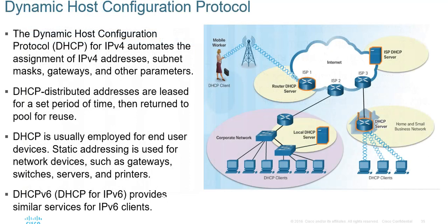So like I said, Dynamic Host Configuration Protocol helps the administrator to configure a device in the network and assign IP addresses automatically to any device that requests for an IP address, and then it will give it. So it distributes addresses that are leased for a set period of time and then returned to the pool for reuse if they are not used for a period of time. DHCP is usually employed for end user devices. So static addressing is used for network devices such as gateways.